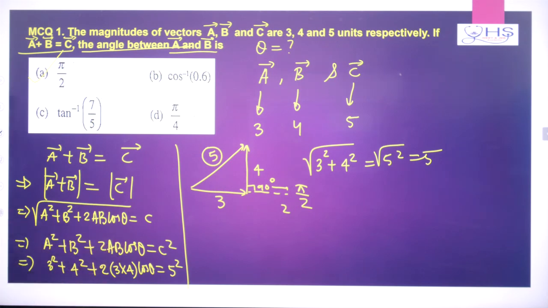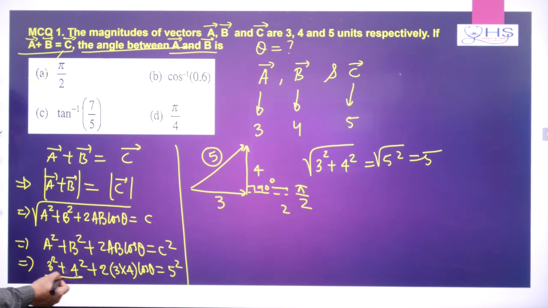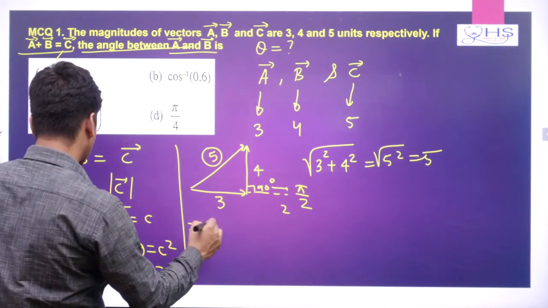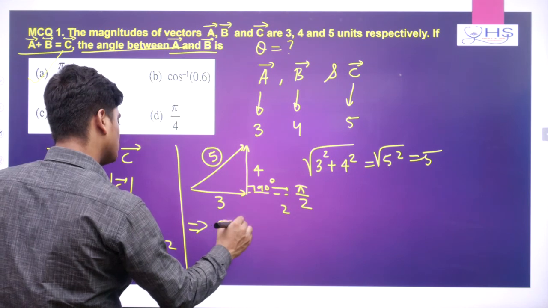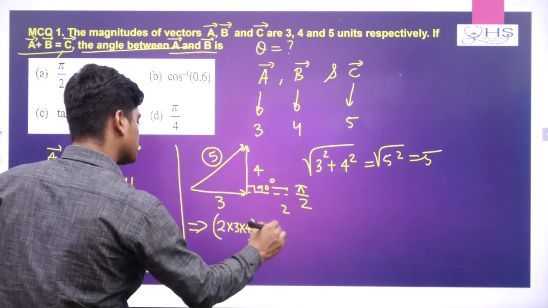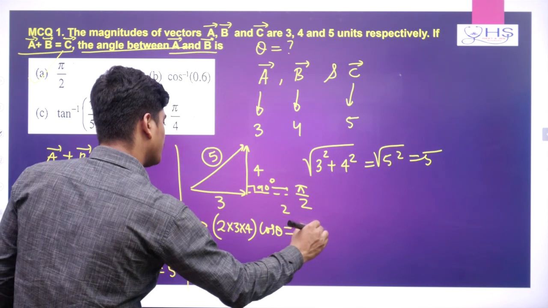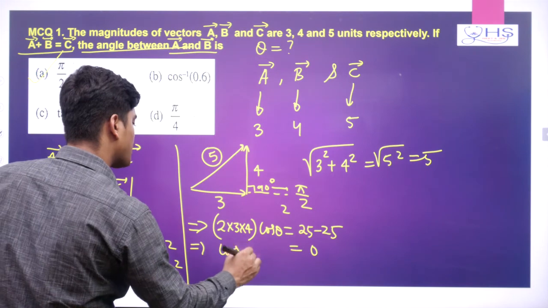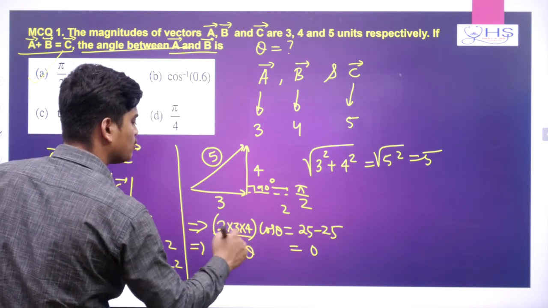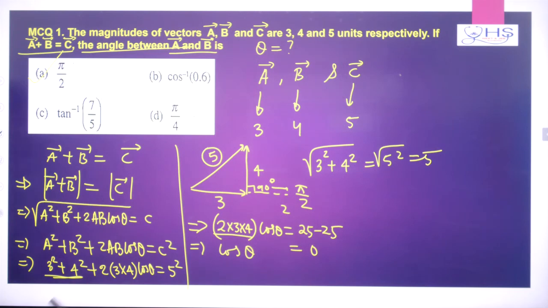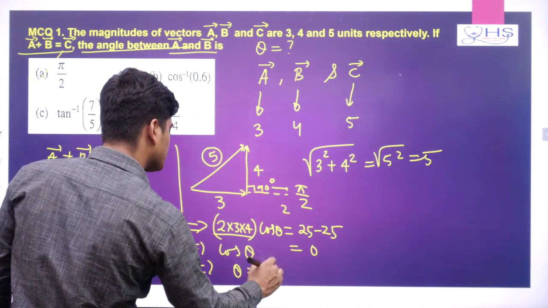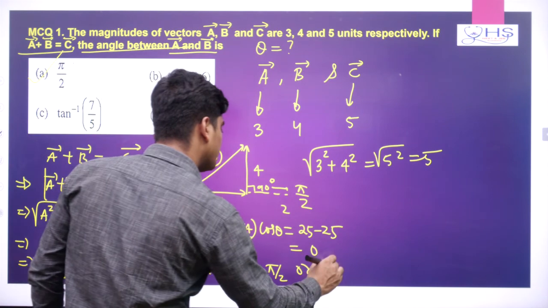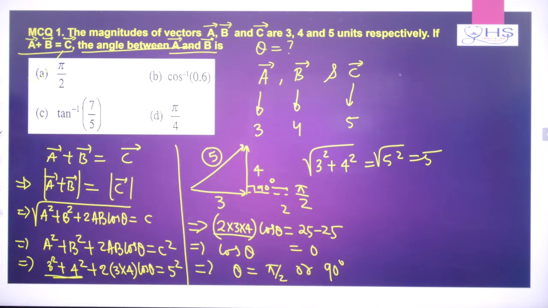Now 5 square is 25, 3 square is 9, and 4 square is 16, so these two terms give you 25. So 2 into 3 into 4 into cos theta is basically 25 minus 25, and 25 minus 25 is 0. So what is cos theta coming? 0, because this total will go to the right hand side and it will become 0. Now if you see, what is the theta value? Pi by 2, or you can say 90 degrees. So your answer is coming again as A.